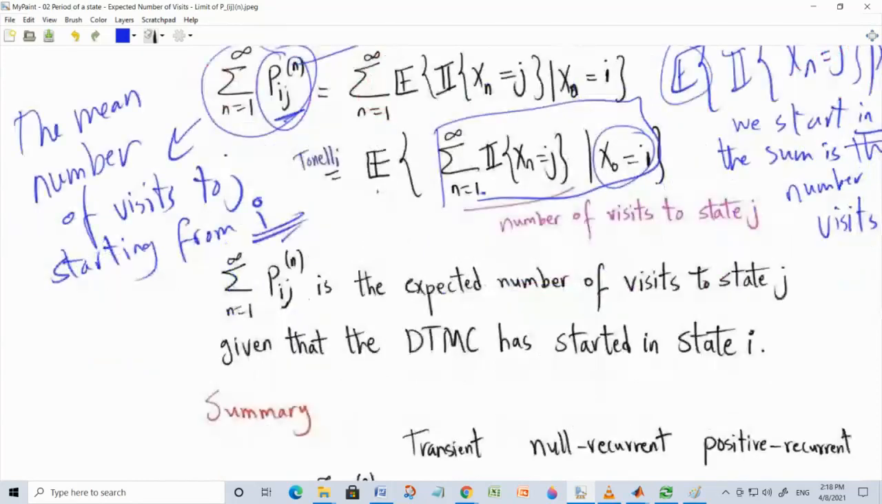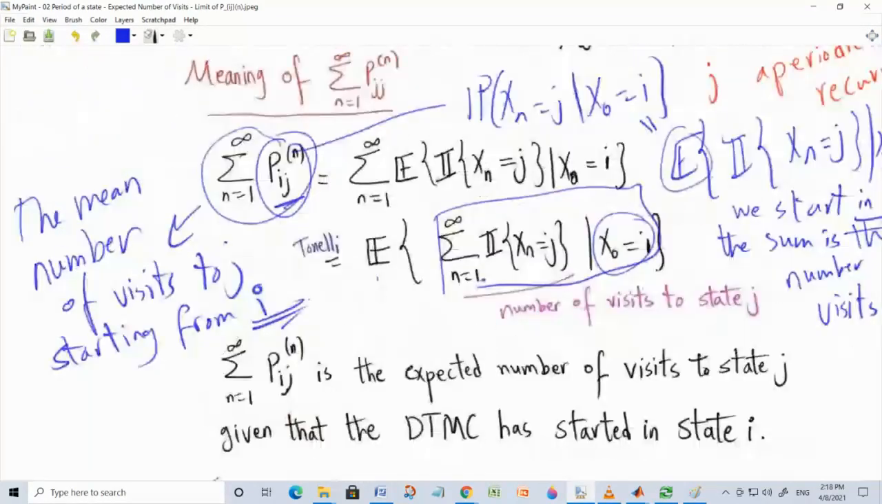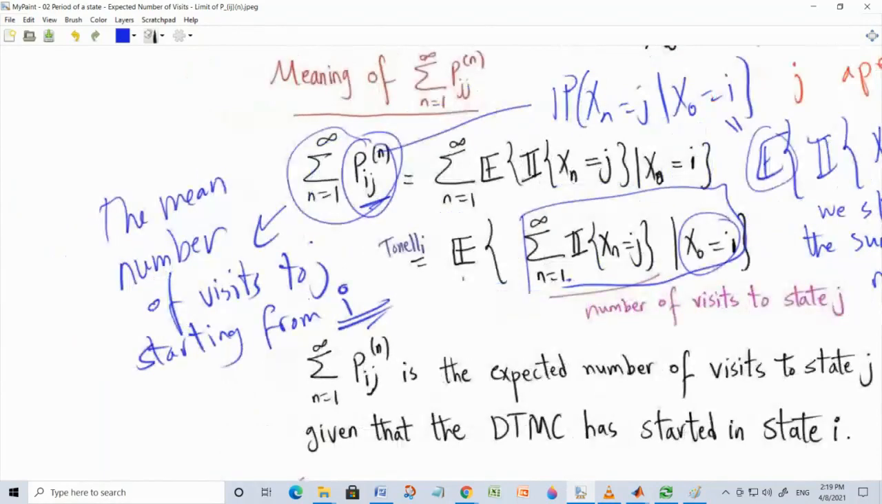And if you put i equal to j, then you can start in j and ask yourself, if you start in j, how many times on average you will visit state j again. So basically this summation of the p probabilities is related to the expected number of visits.